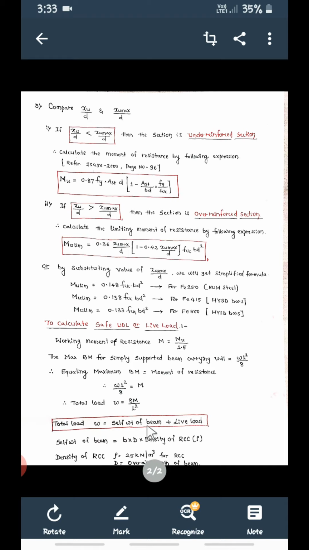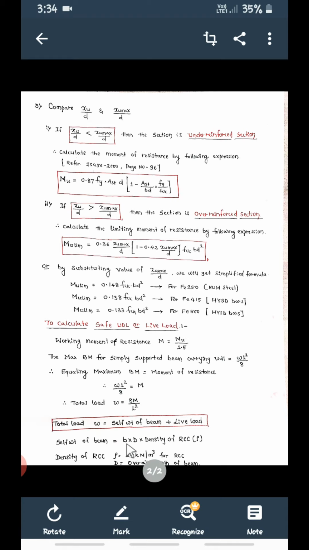Then what is self weight? How are we going to calculate self weight? Self weight of the beam is equal to B into capital D. What is B? Width of the beam, and capital D is overall depth of the beam. So B into D is the cross sectional area of the beam, into density of RCC, because the beam will consist of concrete and steel bars. So there will be a material called RCC. The beam is made up of RCC.